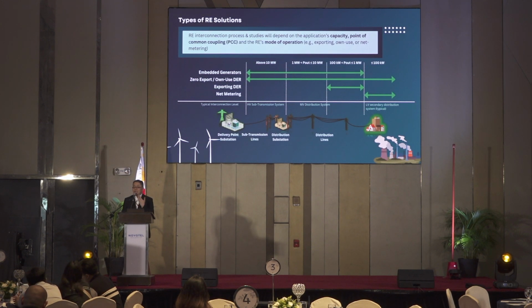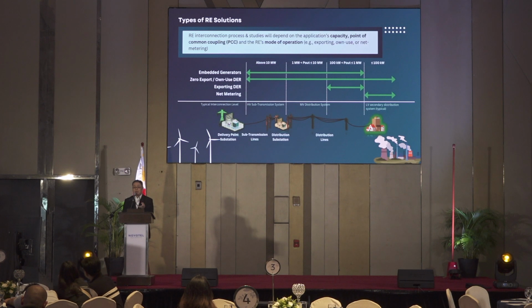So they are dependent on the plant's capacity, the point of common coupling or the connection point, as well as the mode of operation. So here is a slight infographic. Later, I'll have a more detailed table to describe the different solutions. I'll start off at the bottom, which is net metering. As I said before, net metering is a solution that is connected behind the meter.